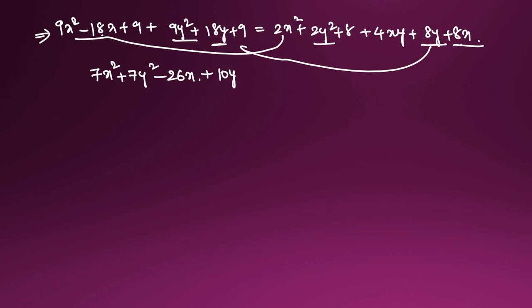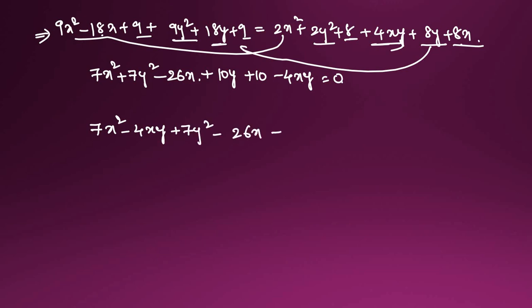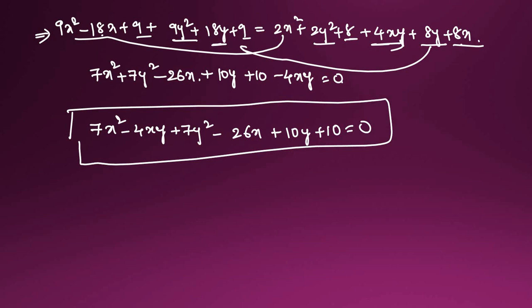And again what will remain here? 9 plus 9 is 18 there, and 8 there, so 18 minus 8 is equal to plus 10. And again one thing is there: minus 4xy will come here. If we write it, 7x square minus 4xy plus 7y square minus 26x plus 10y plus 10 is equal to 0. So this is the answer of this given first question.